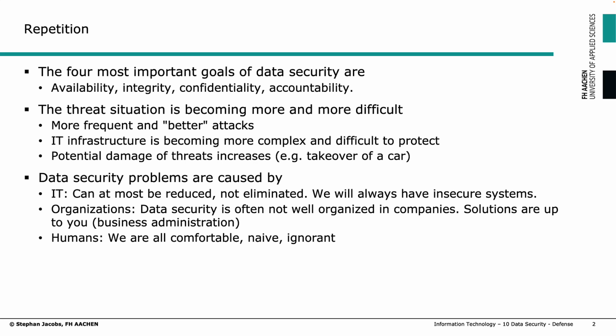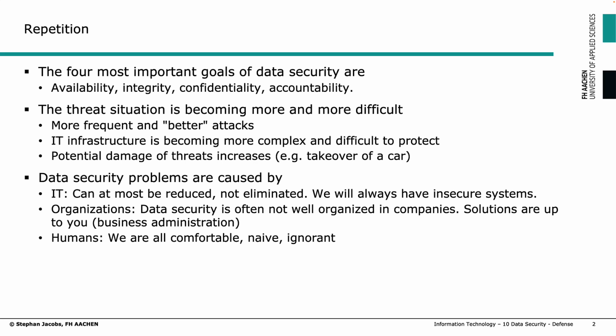We have defined the four most important goals of data security, which are availability, integrity, confidentiality, and accountability. The three most important are the three foremost mentioned in this list, and often they are abbreviated with CIA: confidentiality, integrity, availability.